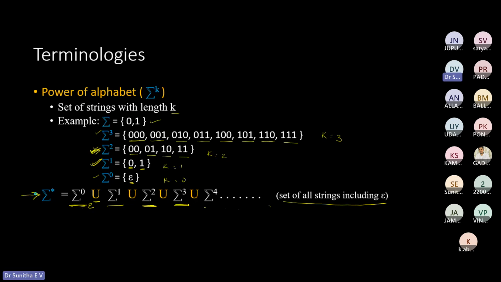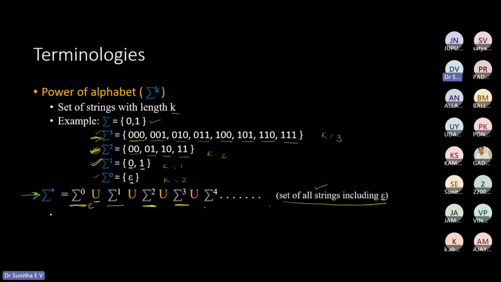Then sigma to the power 3 means set of all strings with length 3. So it goes like that. So it takes all strings with length 0, 1, 2, 3 up to infinity. So in short, we can say that it is the set of all strings including epsilon. Okay, that is sigma star.